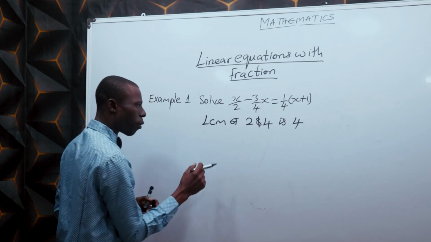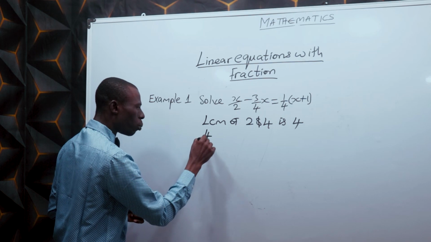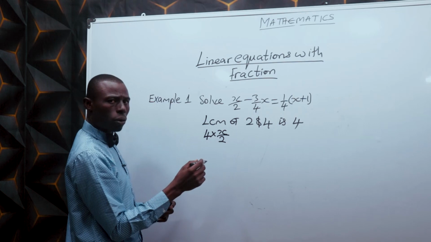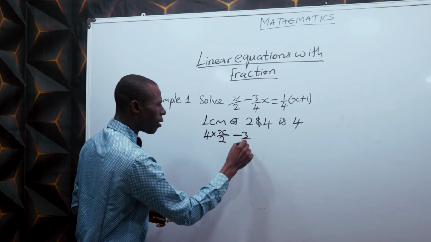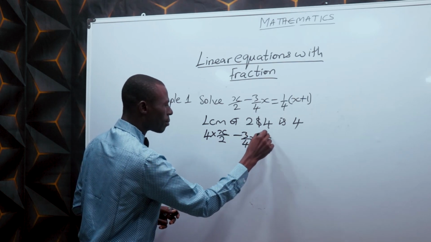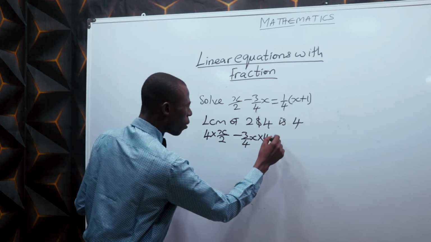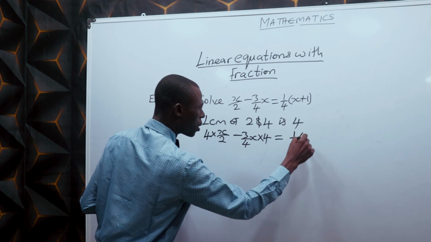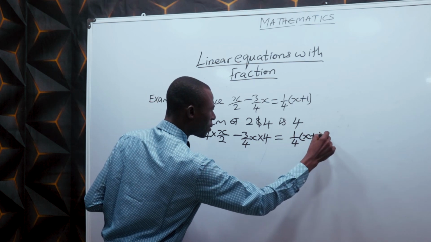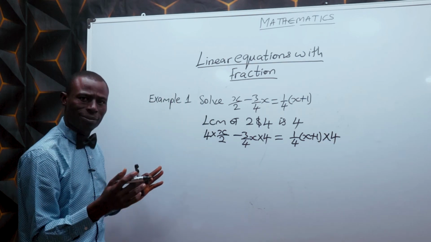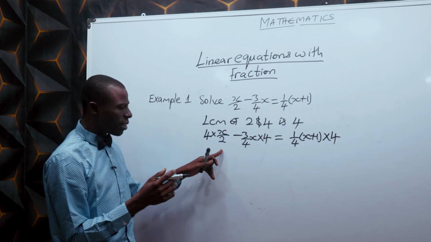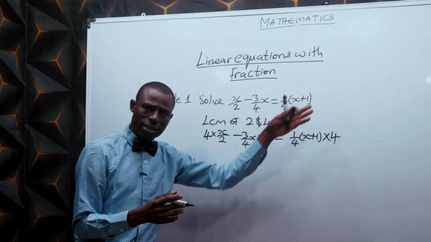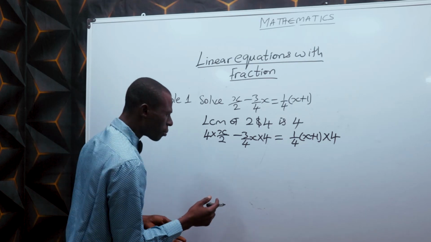The LCM here is 4. Use the 4 to multiply x over 2. Use the 4 to multiply minus 3 over 4x. Use the 4 to multiply 1 over 4 into x plus 1. Look at it. You use 4 to multiply this term. You use 4 to multiply this middle term. You use 4 to multiply the last term there on the other side of the equation.